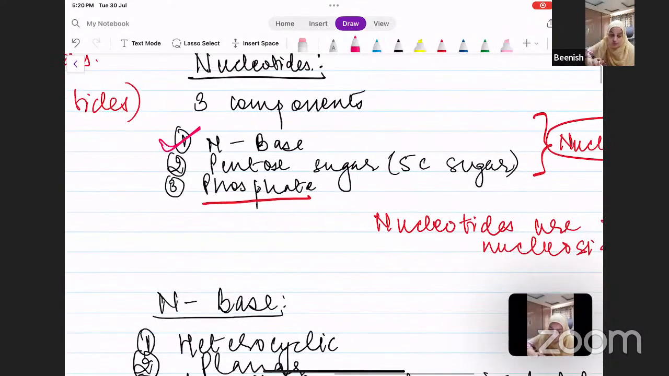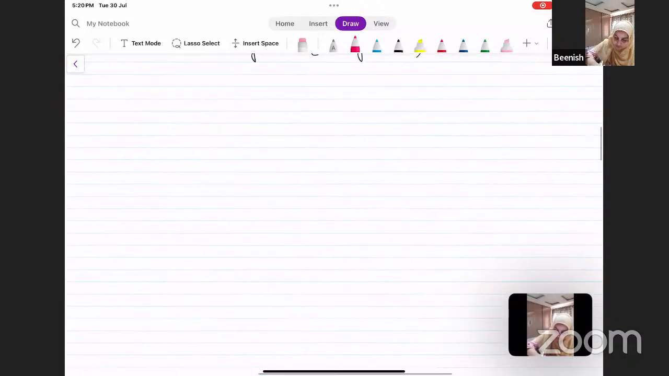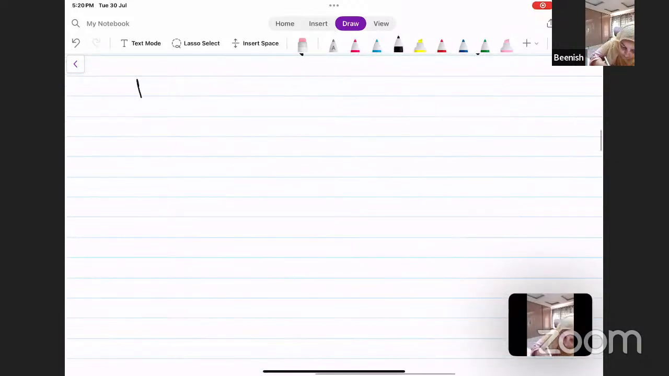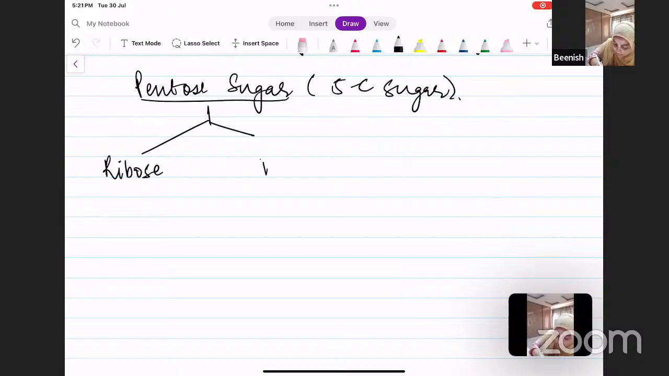Okay, now moving on to the pentose sugars. Your pentose sugars are 5-carbon sugars, therefore known as pentose. These are the naturally occurring sugars in nucleic acids, and there are two types: ribose and deoxyribose.